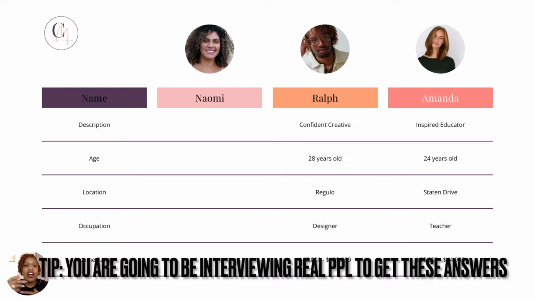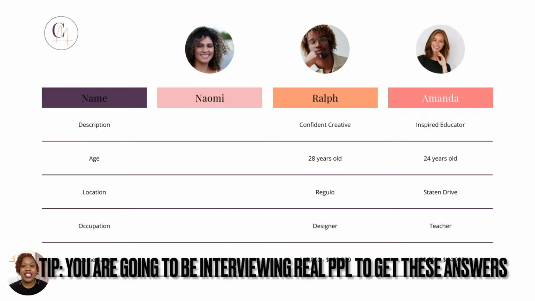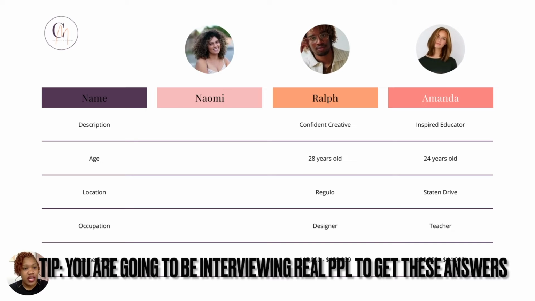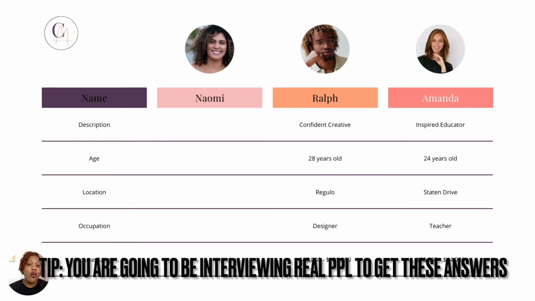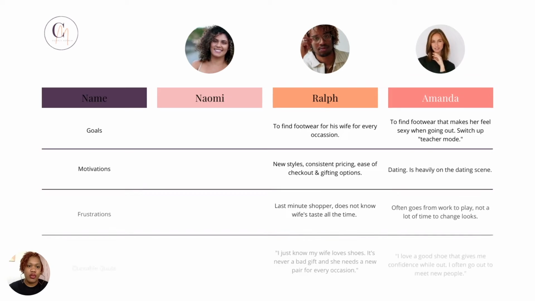Amanda is 24. Ralph lives in Regulo. I just made that up, y'all. And Amanda lives in Staten Drive. Occupations: Ralph is a designer and Amanda is actually a teacher. Income range: Ralph makes about $45K to $139,000, and Amanda is an educator, so her salary is a little bit lower. She makes $20K to $44,000. We're going to fill in Naomi in just a second, but I want to go through the full personas.